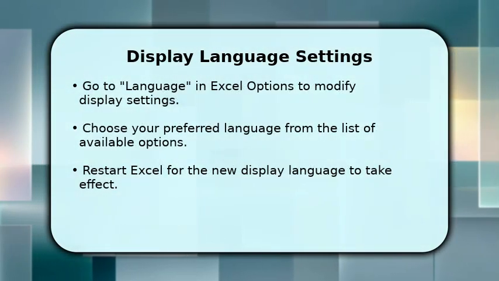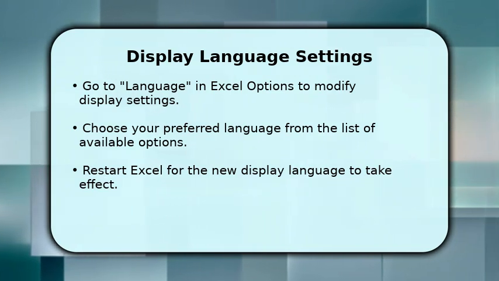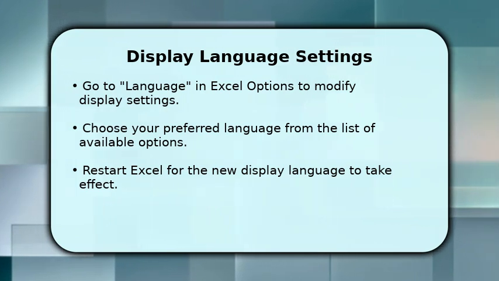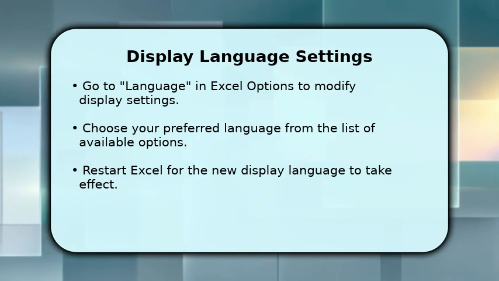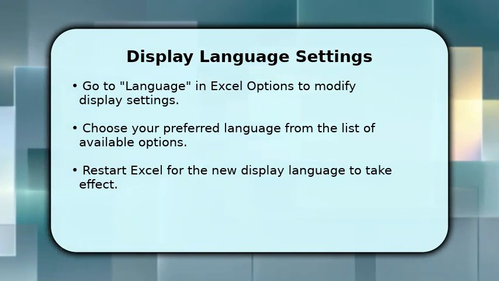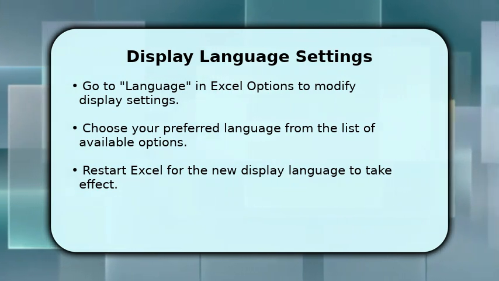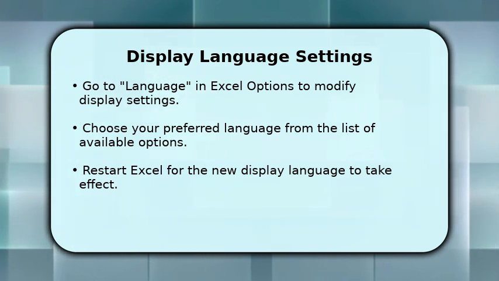To change the display language, once in Excel Options, click on Language in the left-hand pane. Under Office Display Language, you'll see a list of installed languages. Select your desired language and click Set as Preferred. If your language isn't listed, you might need to install a language pack. Remember, a quick restart of Excel is necessary for these display changes to fully apply.